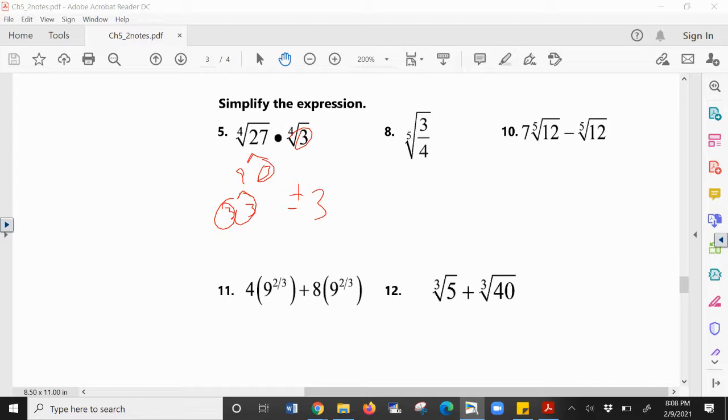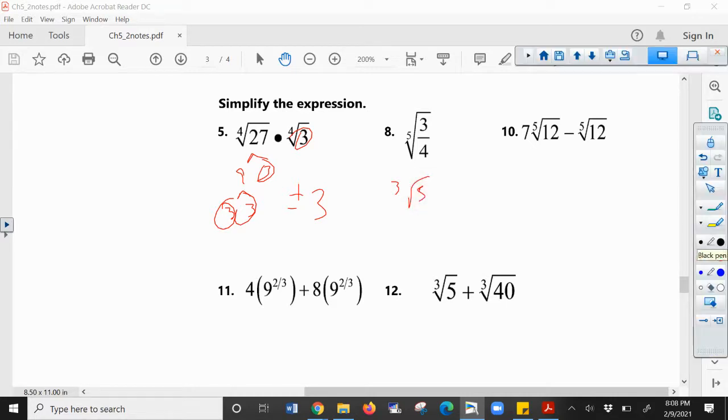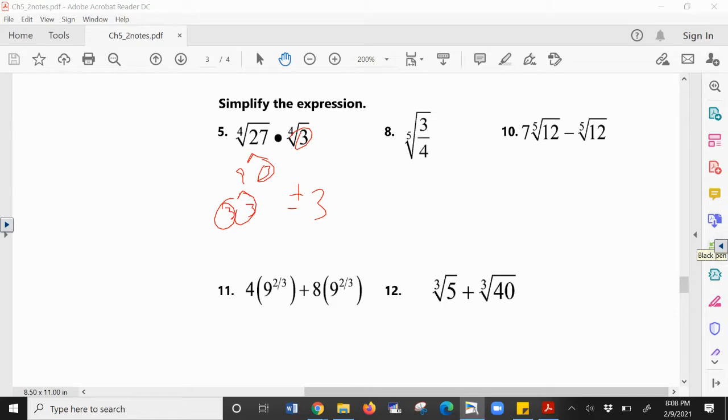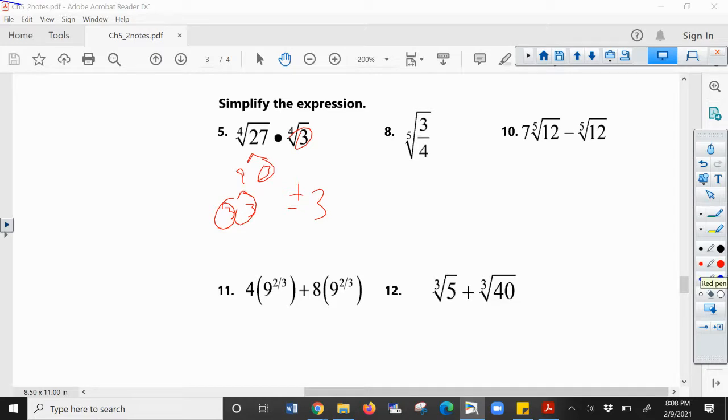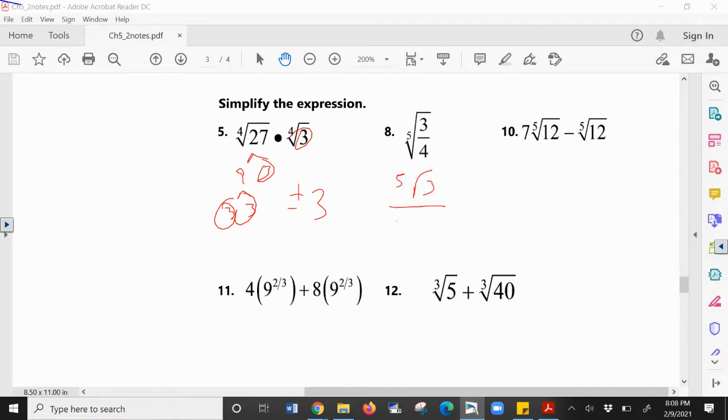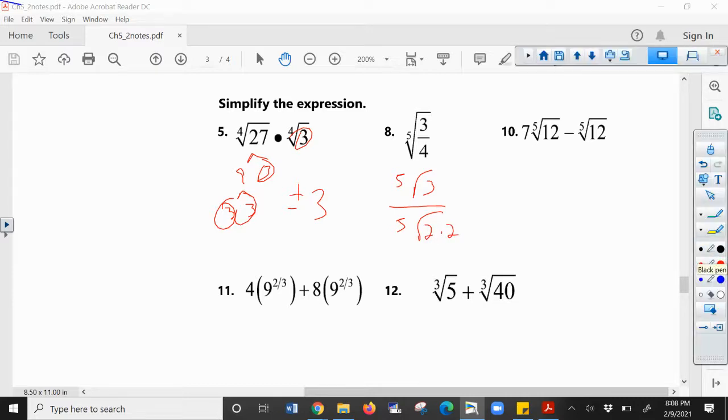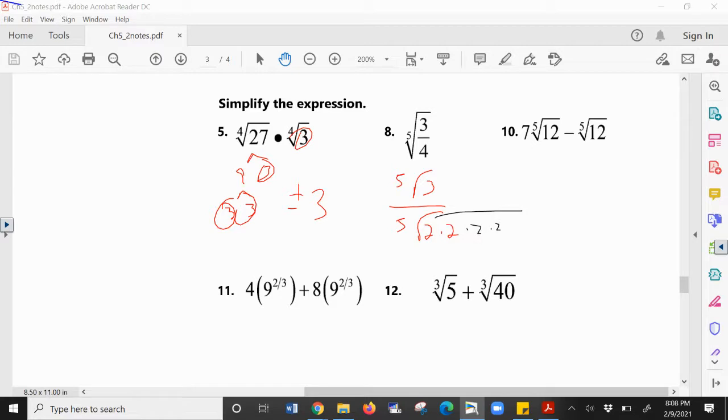Over here, a number 8, I can't have a radical over a fraction, so I could say, well, that's the same as the fifth root of 3 on the top, and the fifth root of 4 on the bottom. If I can write it, fifth root of 3 over the fifth root of, I'm not going to write 4, I'm going to write 2 times 2. How many more 2's do I need in the denominator? I need 3 more because I need 5 to get that, so it's not a fraction.